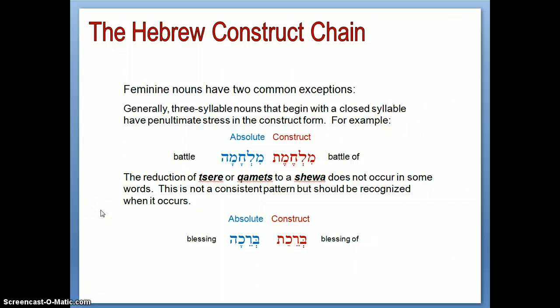The reduction of tsere or kamets to a schwa does not occur in some words. This is not a consistent pattern, but should be recognized when it occurs. So every once in a while, your absolute noun, like berakha, which you learned as a vocabulary word, will change to birkat, blessing of, in the construct form. So there's just a few extra little changes in words.